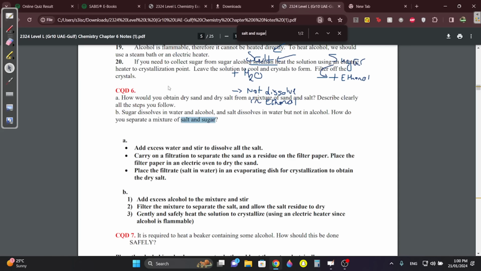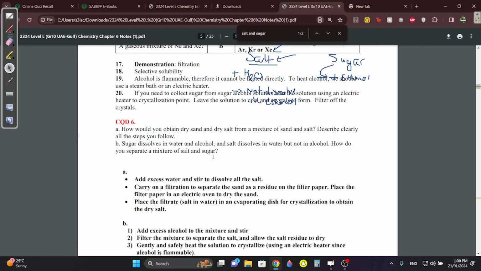Yeah, over here, to separate salt and sugar, you'd add alcohol or ethanol, okay? Filter them because sugar will dissolve but salt will not, so you'd filter out the salt that did not dissolve. You'd be left with sugar and ethanol, and then you can separate the sugar and ethanol by crystallization or by distillation, but make sure to use an electric heater because alcohol is flammable.